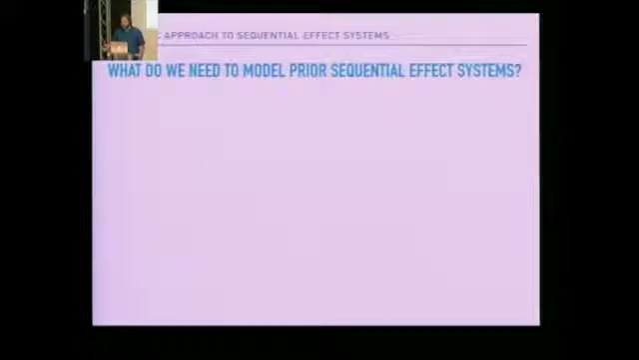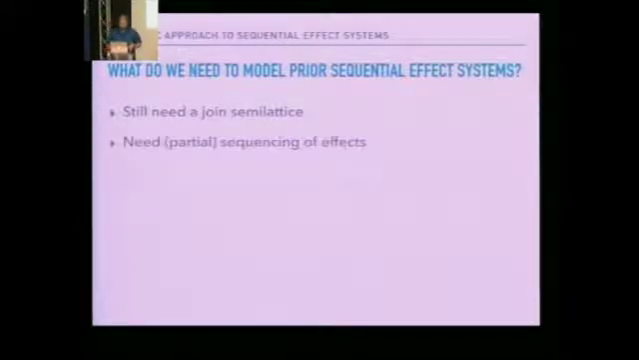So what do we need to capture these? Well, we'll still need a join semilattice because we're still going to have some of the same uses that we would have traditionally. And of course, we'll need some kind of sequencing because that's exactly what the extension is for. And we're going to let that be partial. It might be the case that you want to allow A before B, but not B before A. So we want a way to indicate that.